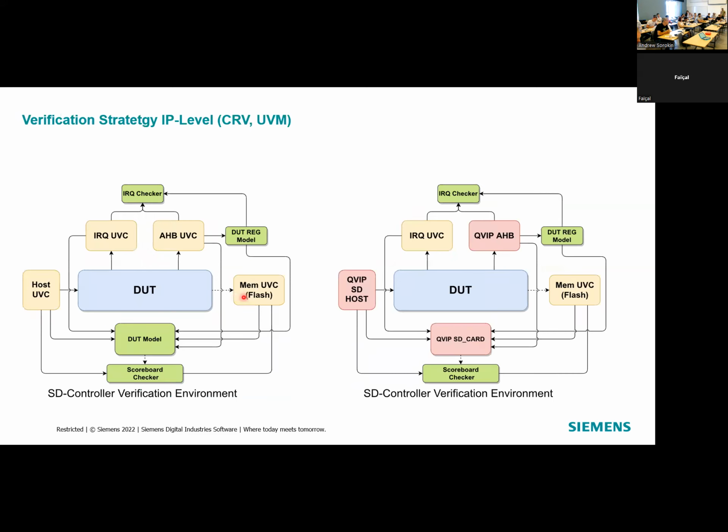Okay, next. As I said, the constraint random verification is the standard methodology for verification right now. There is a huge market now in the semiconductor industry to develop what we call VIP, or verification IP. Here at Siemens, we do have some VIPs. So in this example, we can even speed up the development of the verification of this block by using some VIP. Because the SD interface is a standard, the EHB interface is a standard, and therefore we can use a VIP to drive stimulus directly from the SD side to the device under test.